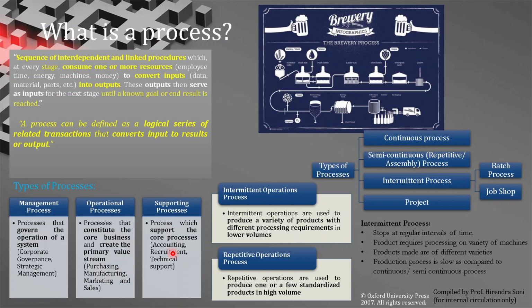When we talk about repetitive processes, these are activities which are being done again and again. So the example that we talked about, the refinery, we can classify under repetitive operations.